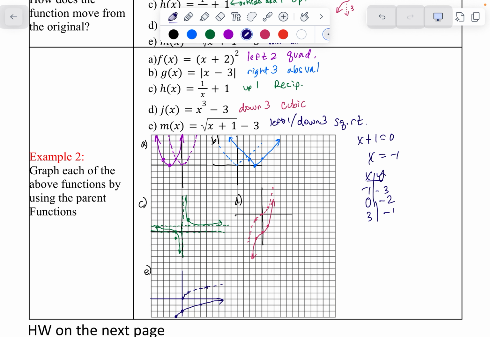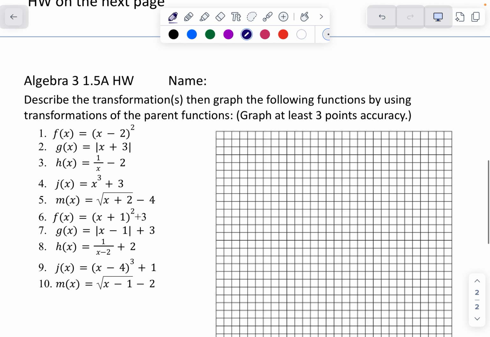Yep. You can always plug in points if you're a little unsure. Your homework, you have 10 graphs. Tell me what is the parent function and describe what the transformation is. It's going left, it's going right 2 units, it's going up 2 units. So tell me the parent and also the transformation, and then graph them, okay? And so you have 10 of them. So there you go.